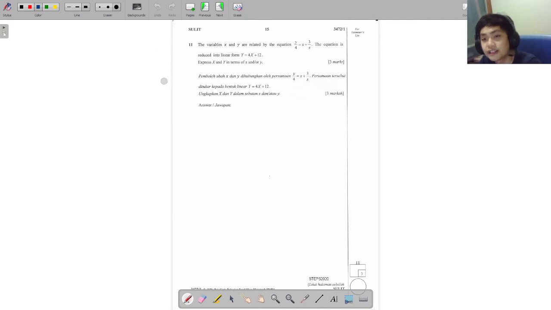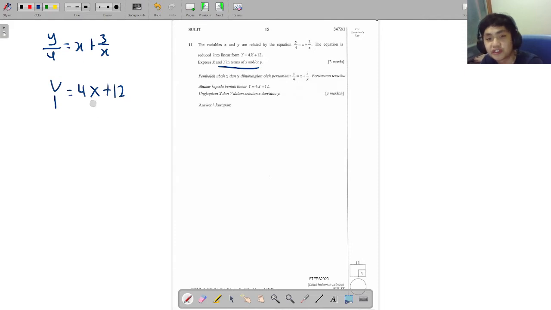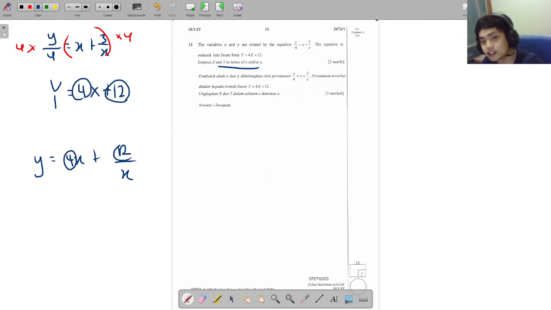So 11, variables x and y are related by the equation y over 4 equals x plus 3 over x. The equation is reduced into linear form, Y equals 4X plus 12. So express X and Y in terms of x and or y. Since there are no fractions here, I'll just expand the fractions and see what happens. So I'm just going to multiply 4 on both sides. So I'll have y equals 4x plus 12 over x. So I can start to see the relation between this and this already, just by doing that.